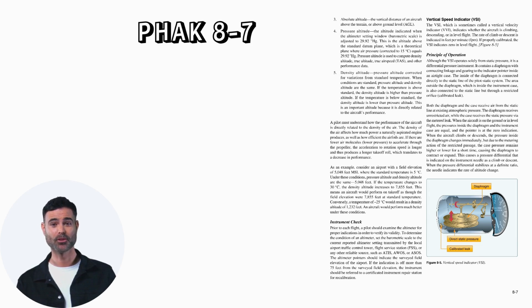When the aircraft is on the ground or in level flight, the pressures inside the diaphragm and the instrument case are equal, and the pointer is at the 0 indication. When the aircraft climbs or descends, the pressure inside the diaphragm changes immediately, but due to the metering action of the restricted passage, the case pressure remains higher or lower for a short time, causing the diaphragm to contract or expand. This causes a pressure differential that is indicated on the instrument needle as a climb or descent. When the pressure differential stabilizes at a definite ratio, the needle indicates the rate of altitude change.